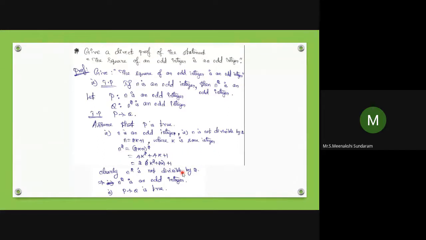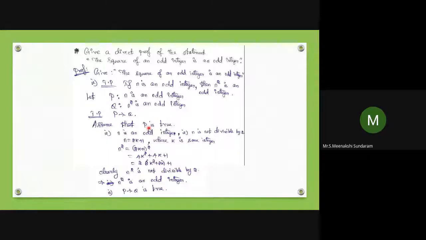So the hypothesis is that n is an odd integer. I can take it as P: n is an odd integer. The conclusion is that n square is an odd integer. That is Q. The hypothesis, the left hand side, is n is an odd integer, and my Q, the right hand side, is n square is an odd integer. I want to prove P implies Q. That is a direct proof. We can take the left side and prove the right side.